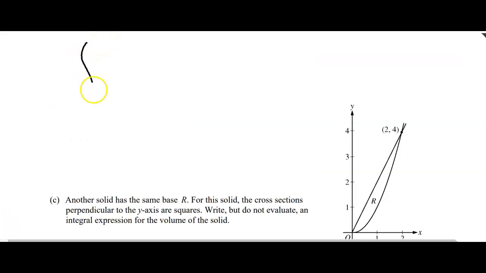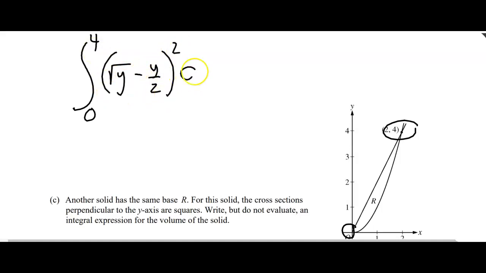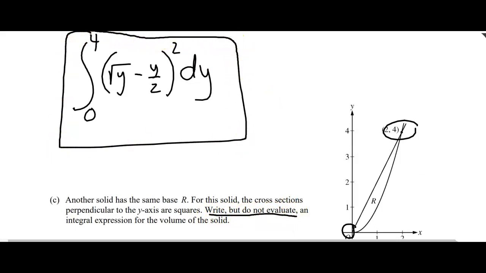All right, so my y value here is 0. My y value here is 4. And we're going to have the right function minus the left function squared dy. All right. And at this point, we could be done because it said to write the integral but don't evaluate it. And so this is our answer there.